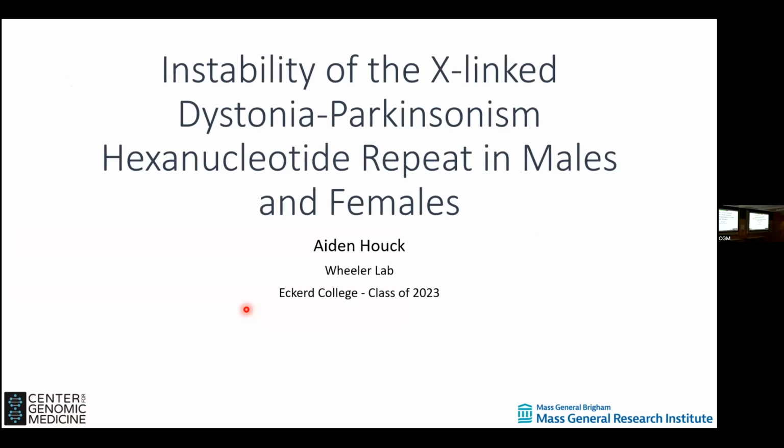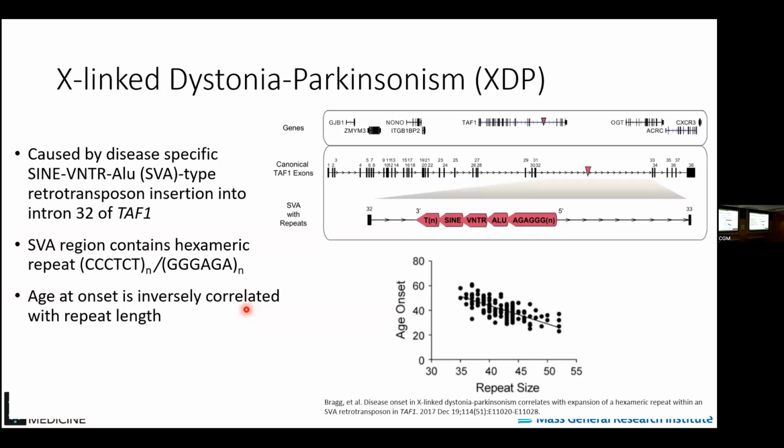All right, so as Sue mentioned, my name's Aiden. I was working in Dr. Wheeler's lab this summer, and my project was looking at the instability of X-linked dystonia Parkinsonism and the hexanucleotide repeat in males and females. So a little bit about X-linked dystonia Parkinsonism, or XDP. It's a Mendelian neurodegenerative disorder endemic to the Panay Island of the Philippines. And this disease is caused by a hexanucleotide repeat retrotransposon insertion into intron 32 of the TAF1 gene, as you can see here.